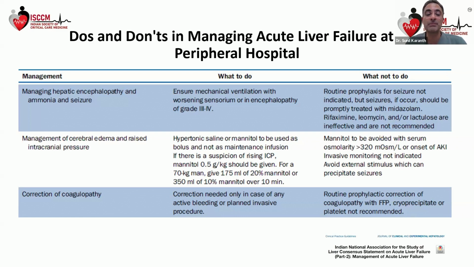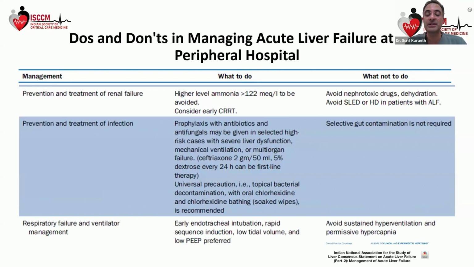So I think that is a very important part, particularly in centers which are not tuned to managing ALF routinely. They should be aware that coagulopathy is a very, very important marker. It's also important to understand that these patients don't bleed easily, though they have an abnormal coagulation profile, because it's often a rebalancing that happens, and therefore no necessity to correct coagulation in these people actively unless there is active bleeding. And very important, as I told, referring these patients at the right time to a higher center if you feel that they need liver support therapies, or for that matter, even transplant.